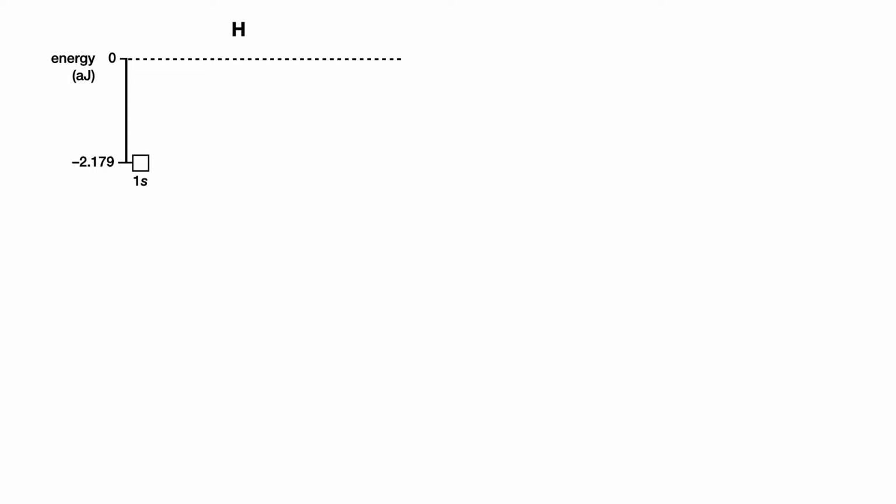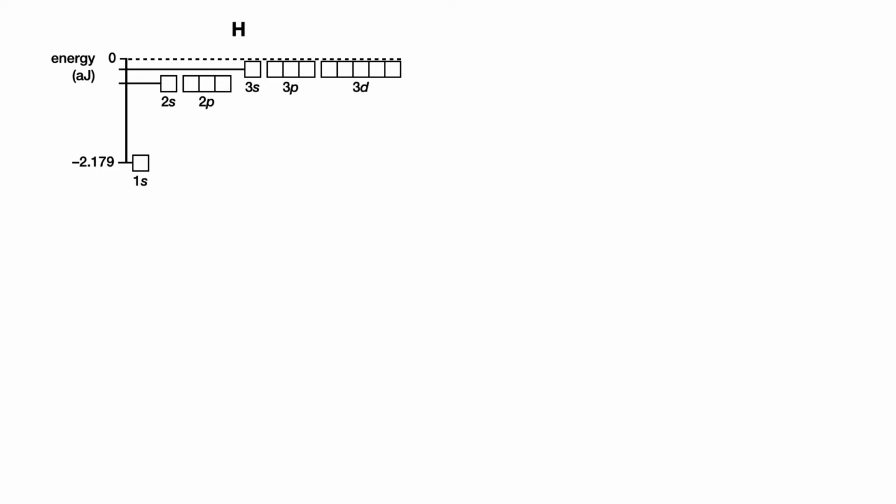Hello again. So we've seen the energy levels in a hydrogen atom: we've got the 1s orbital in the first energy level. The second energy level contains the 2s and 2p sublevels, containing a total of 4 orbitals. And then the third energy level contains the 3s, 3p, and 3d sublevels.